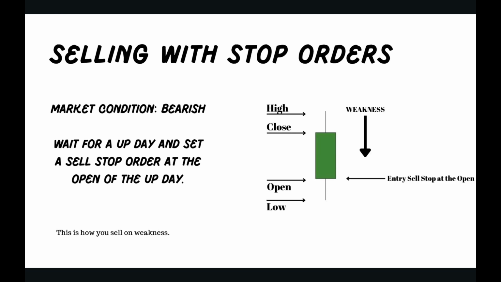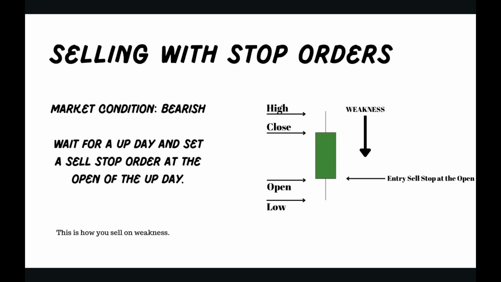Same thing can be said vice versa for the sell stops. So selling with a sell stop order, you're going to wait for the market condition to be bearish, of course. You're going to wait for up close day and set a sell stop order at the open of the up close. So the open of the up close, selling there, is when you sell on weakness, meaning the market is coming down, you're selling on weakness.